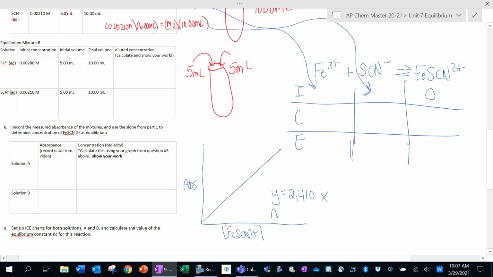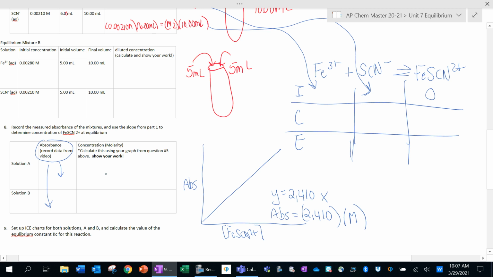So what that means is the absorbance is 2,410 times the concentration. Let's see, I'll just put in M for molarity. Okay, so over here, what we want to do is we're going to record the absorbance from the video. So we're going to watch the video, we're going to record the absorbance, and then for 2 solutions, we got 2 different mixtures, and then we are going to solve for molarity.